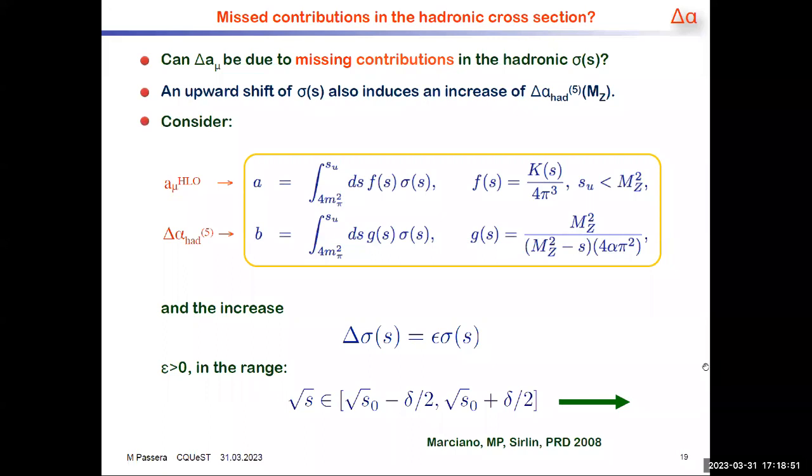Let's say that the cross-section changes wherever you want, at a certain point, square root of S0, and you change it in a certain bin of a size delta. You just let this bin shift wherever you want and choose the width you want. So you just freely vary these two parameters.